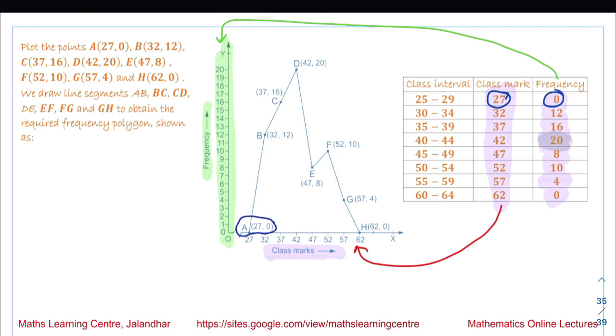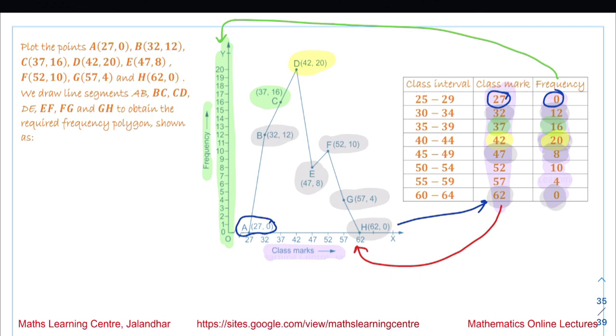Now the points that we have to plot over here: the first point is 27, 0. So we have plotted this point 27, 0. The next point we have to plot is 32, 12. This is the point 32, 12. Next is 37, 16. Next is 42, 20. This is the point 42, 20. Next is the point 47, 8. And likewise we will draw all other points F, G and H. H is the point 62, 0. So this is the point 62, 0.